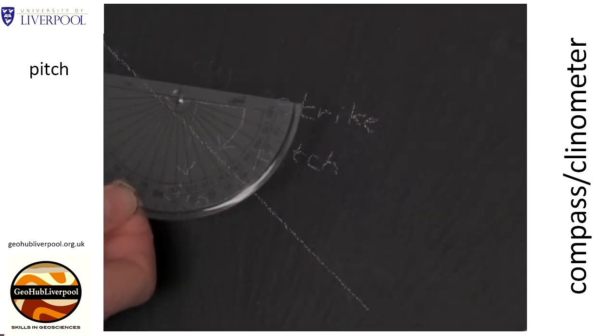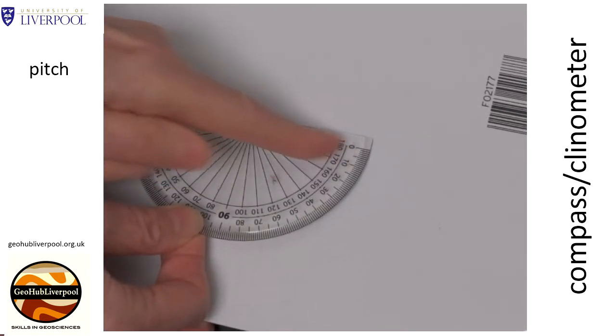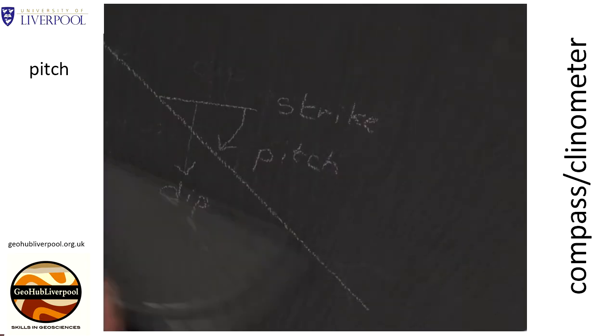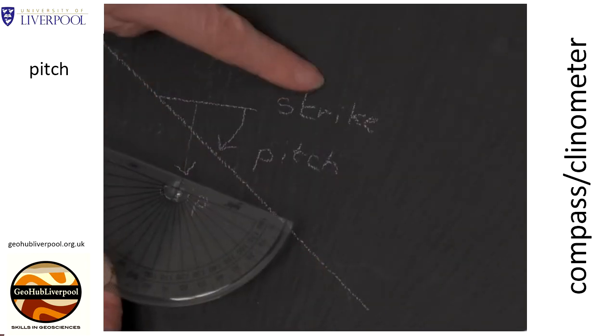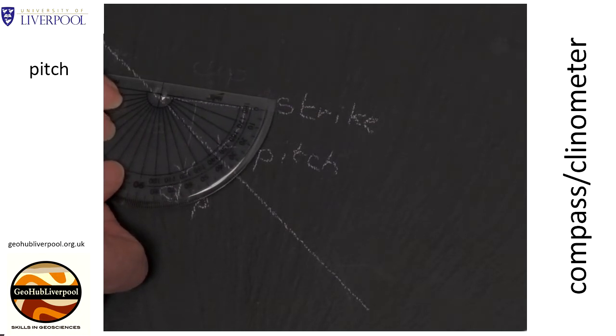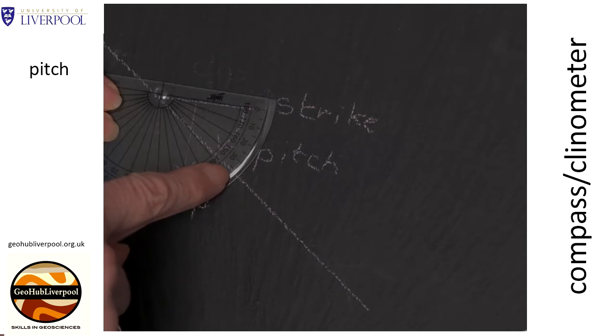Now we need to use a protractor to measure the angle of pitch. On the protractor, there is a baseline and an origin. Place the baseline of the protractor along the horizontal line. Put the origin of the protractor where the horizontal line intersects the linear structure. Measure around from the horizontal. In this case, the angle of pitch is 34 degrees.